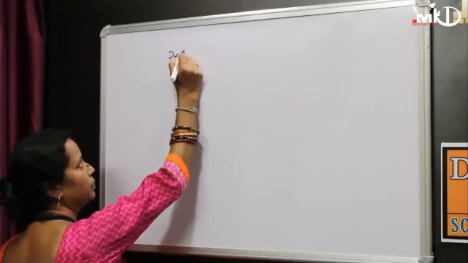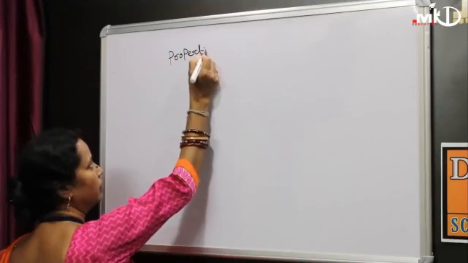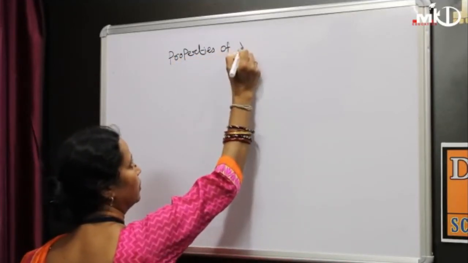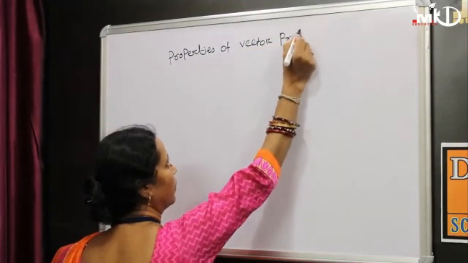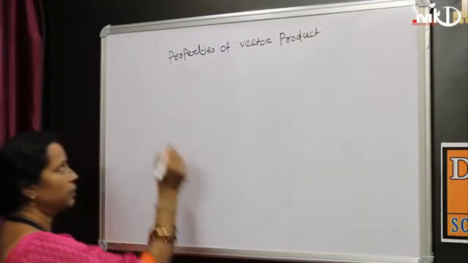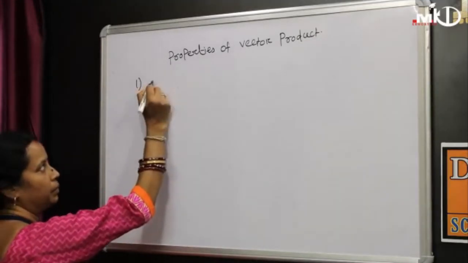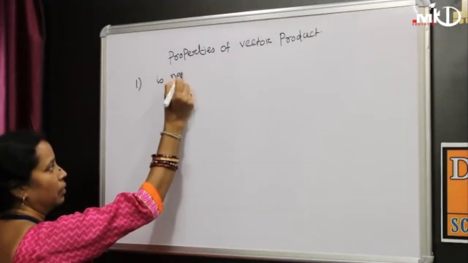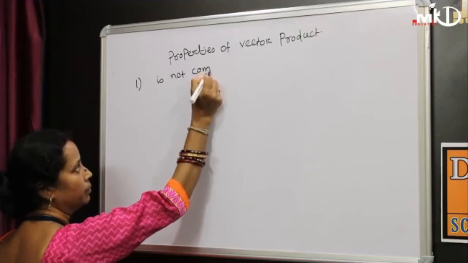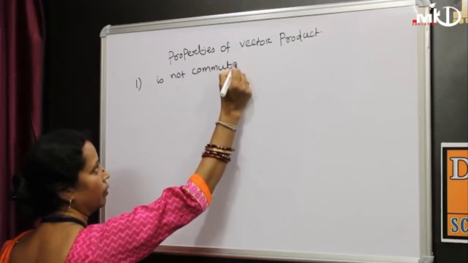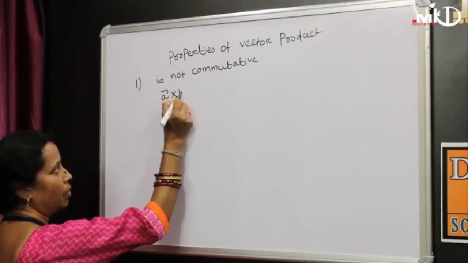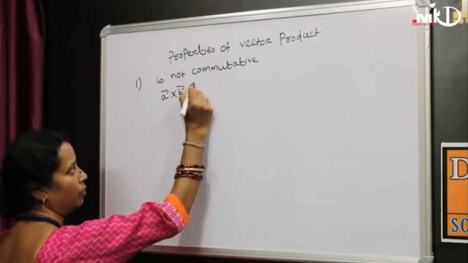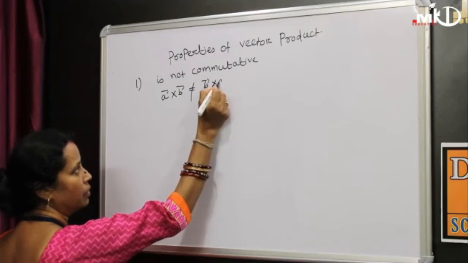So now friends, we study the properties of vector product. The first property shows that the vector product is not commutative. That means A bar cross B bar is not equal to B bar cross A bar.